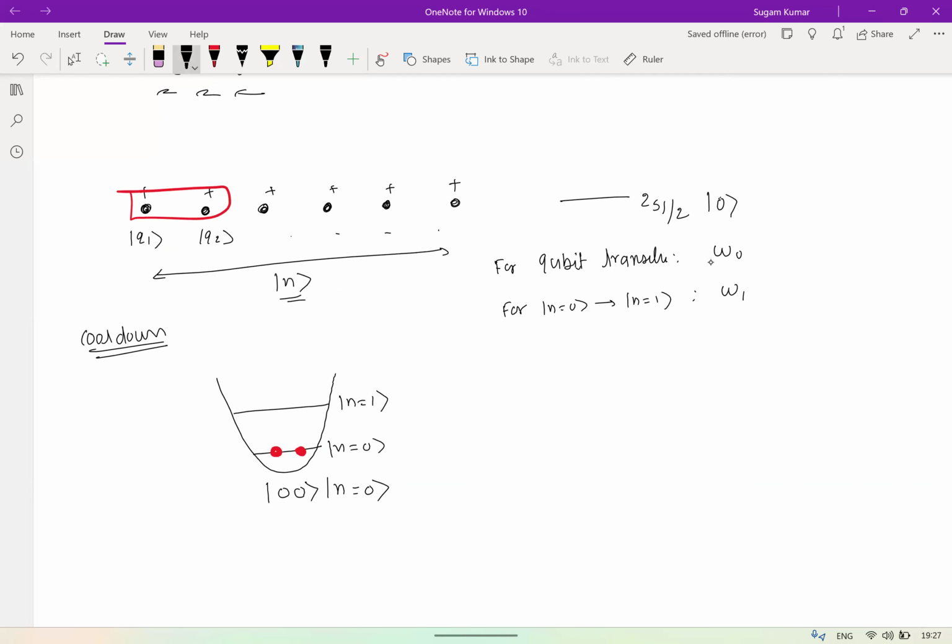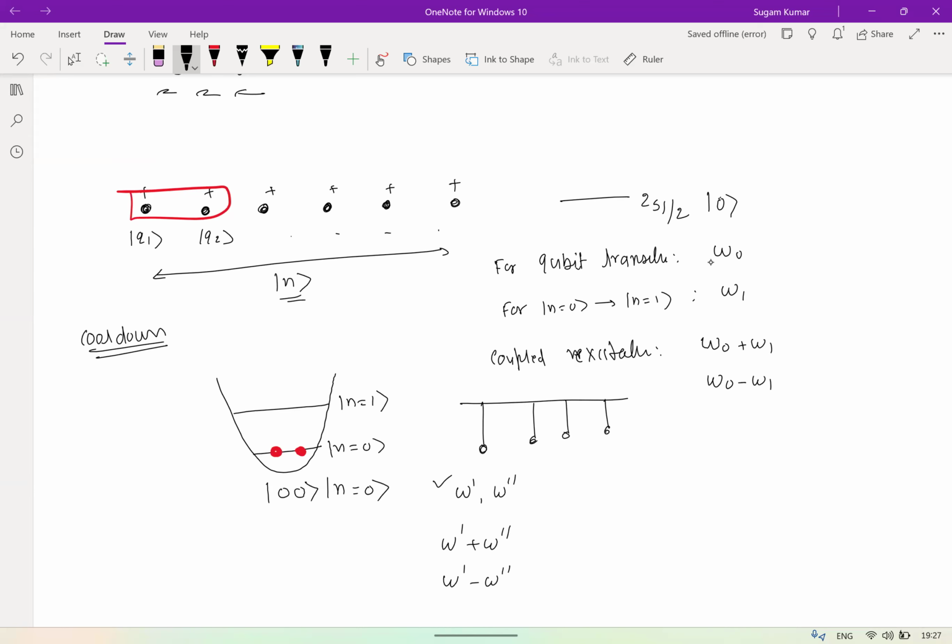Now see something called a coupled motion or coupled excitation. It means if I shine omega naught plus omega 1 and omega naught minus omega 1, you can think of it like a large number of pendulums together, so their motions are coupled together. So if they are oscillating with the frequencies, let us say, omega dash and omega double dash, then even this oscillator is going to oscillate with this frequency, and this one also, and this one also. Is it clear?